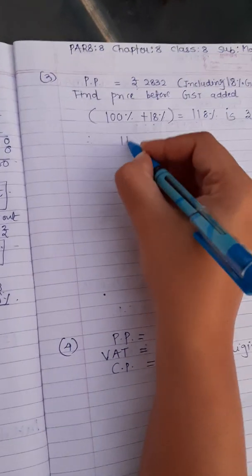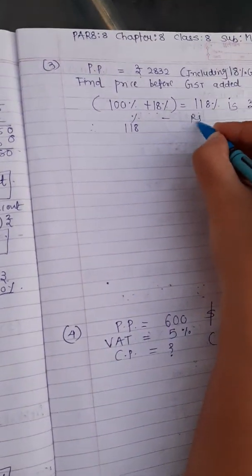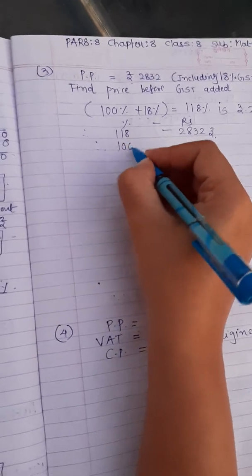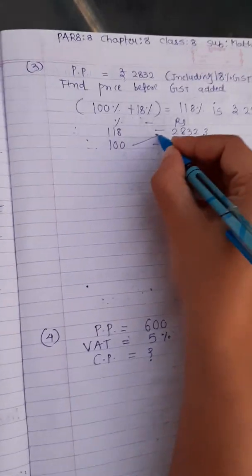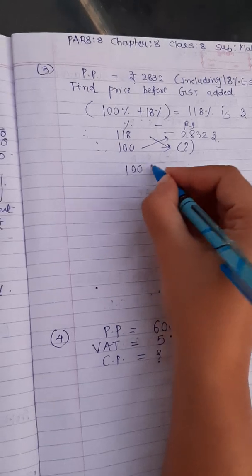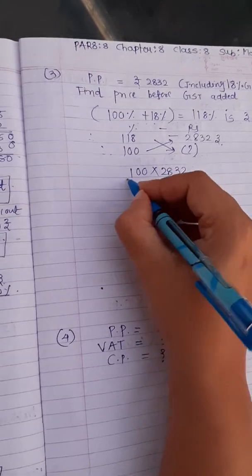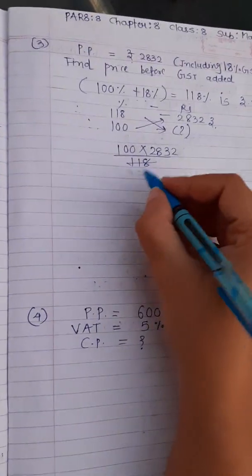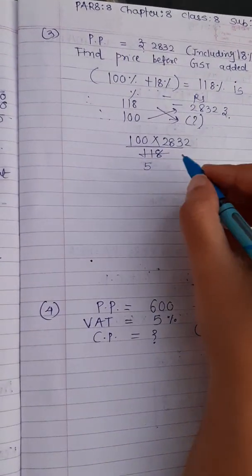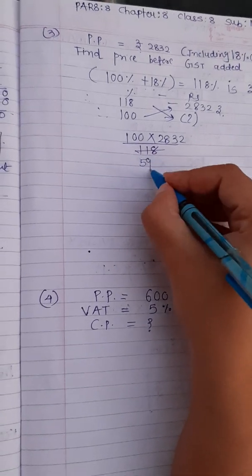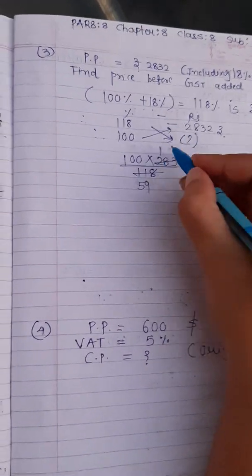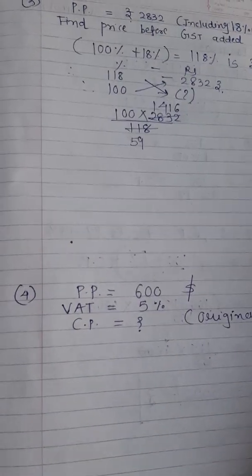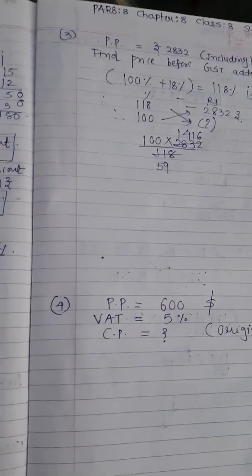So what I'll do is, 118% is 2832 rupees. So what will be the original price? That is 100%. So that is 100 into 2832 upon 118. What I'll do, I'll try to halve it. So half, I'll divide, 5, 9, and if I halve this, 1, 4, 1, 6. Now 5 plus 59 and 141.